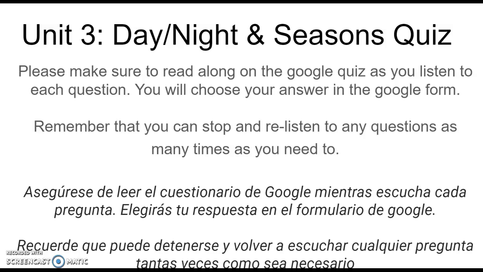Number 5. In which position is it winter in North America? Position 1, because North America receives the most direct sun. Position 2, because North America is tilted towards the sun. Position 3, because North America is parallel to the sun. Or position 4, because North America is tilted away from the sun.